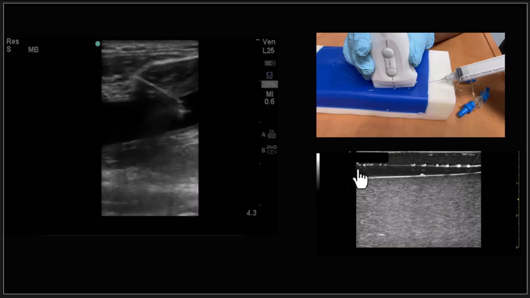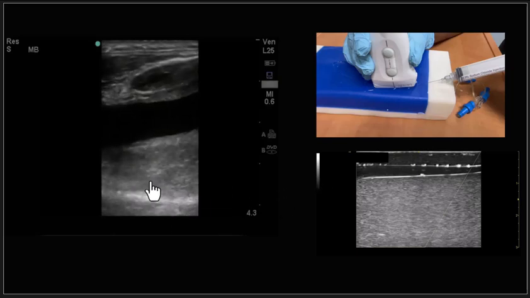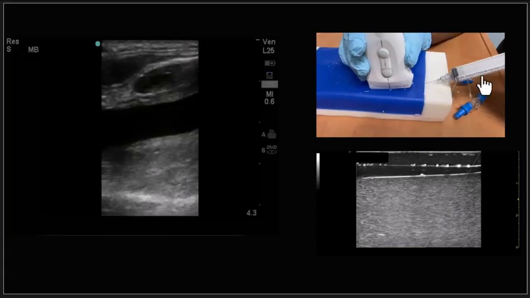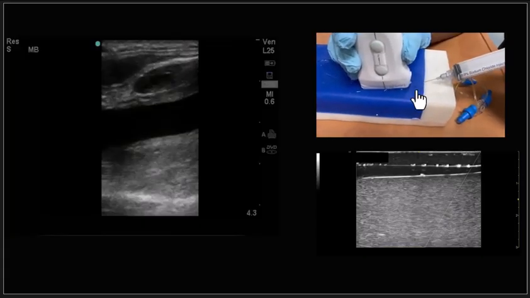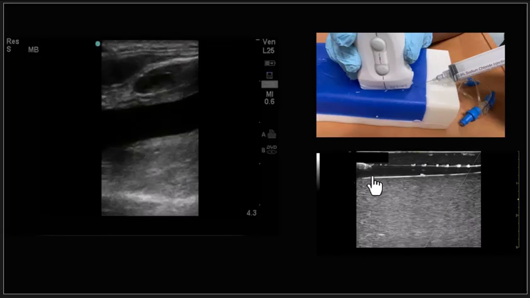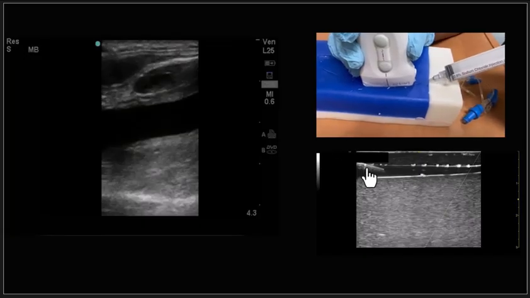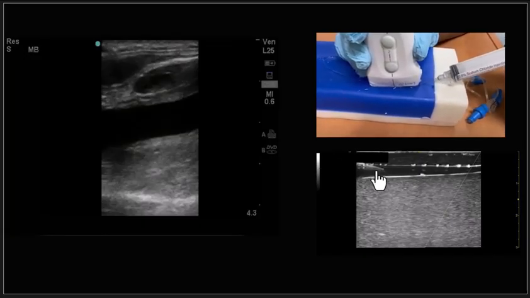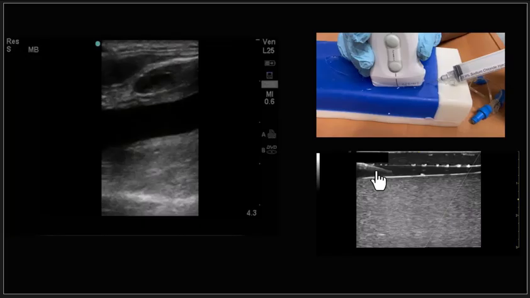So what does this look like on a phantom? Over here on the phantom, you can see we're coming through at a very shallow angle. And what that does is provide you that ability to see that needle tip and makes it very bright at a very low angle of entry. The more parallel you are to the ultrasound beam, the brighter your needle is going to appear on ultrasound when using this in-plane long axis of the vessel technique. So keep those things in mind.